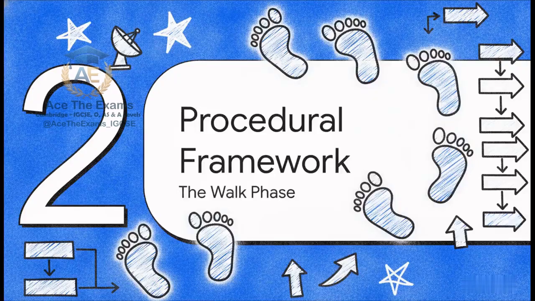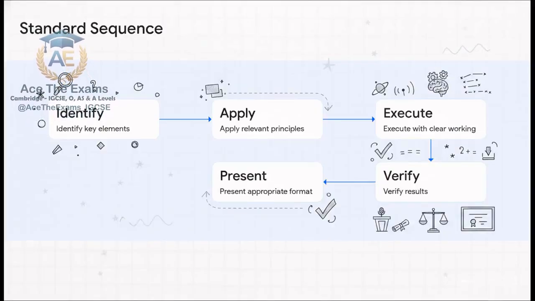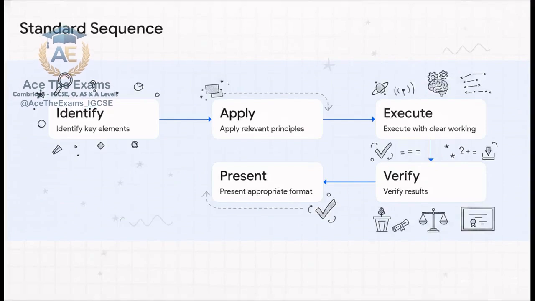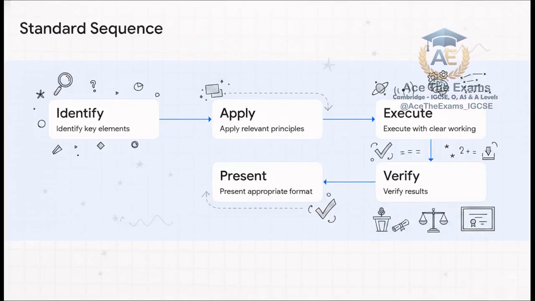Moving on to Section 2, the procedural framework. This is the walk phase. Now that we've mastered the crawl, let's look at how technical methodology actually earns you what we call method marks. These are the highly coveted points awarded just for showing your processing steps, and this brilliantly illustrates how top students structure their computer science answers.